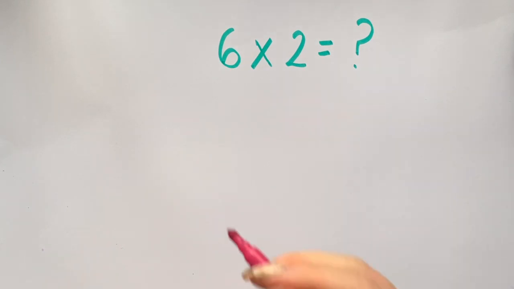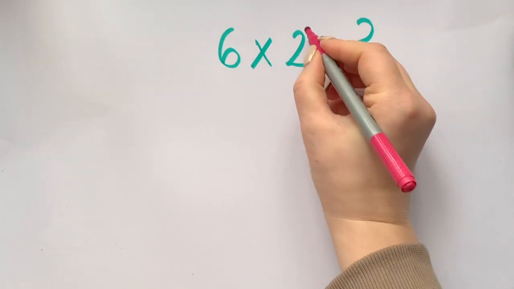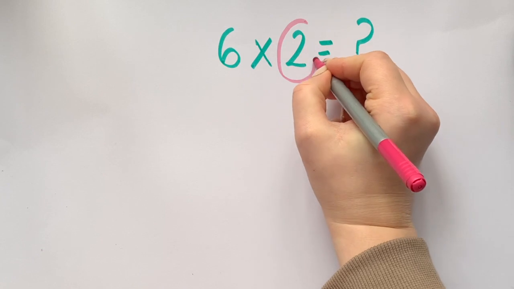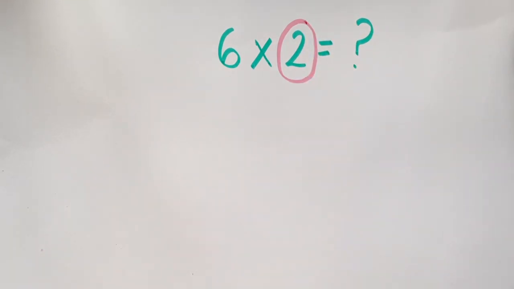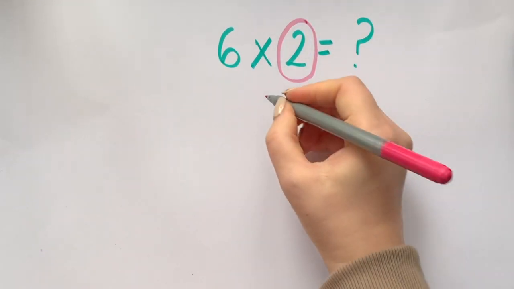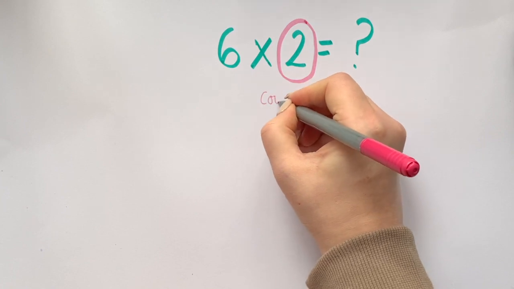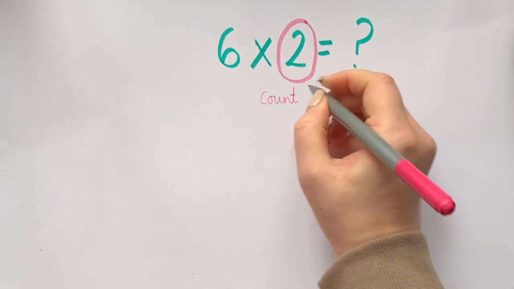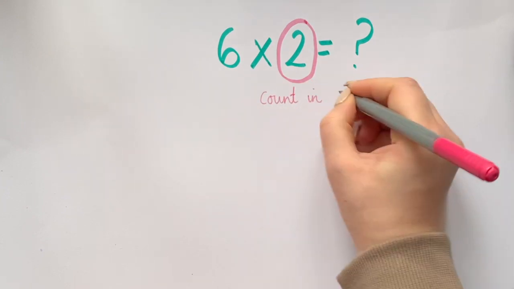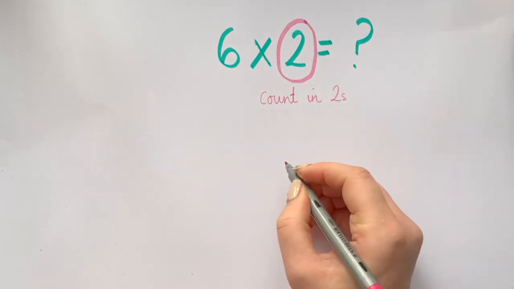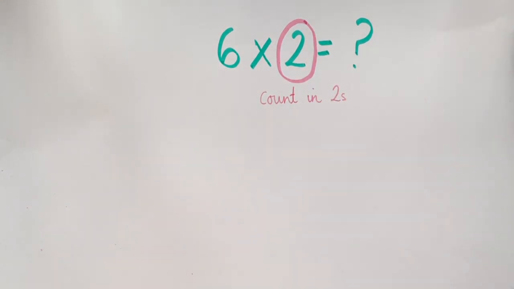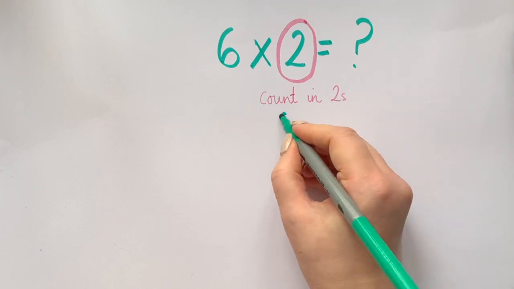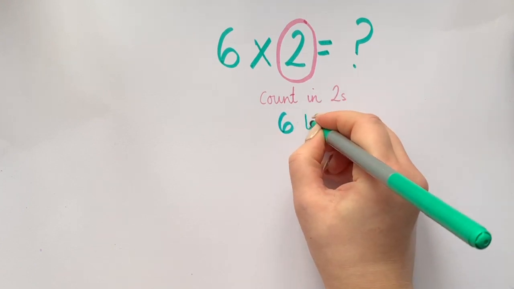When you see a number sentence like this, it can look scary. But all you have to do is look for the number you can count in. We can count in 2s. So I'm going to count in 2s. How many times do you think I'm going to count in 2s? That's right, I'm going to count in 2s 6 times.